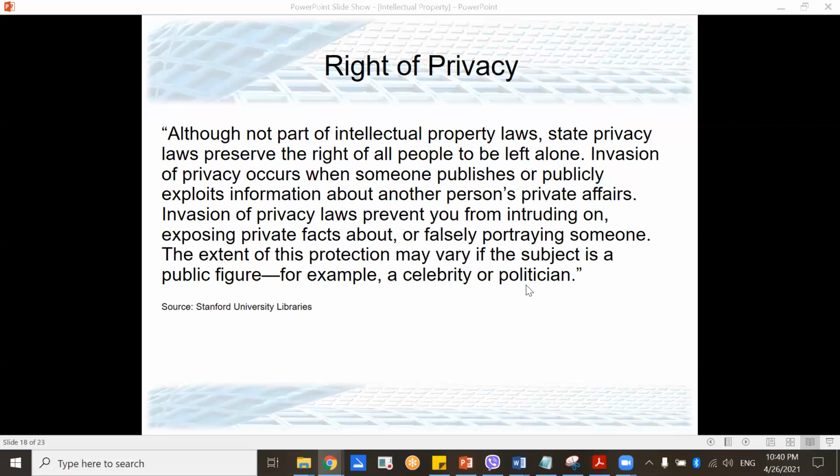We talked about trade secrets, right of privacy. Although not part of the intellectual property laws, state privacy laws preserve the right of all people to be left alone. Invasion of privacy occurs when someone publishes or publicly exploits information about another person's private affairs. So invasion of privacy laws prevent you from intruding on, exposing private facts about, or falsely portraying someone. The extent of this protection may vary if the subject is a public figure, for example, a celebrity or politician.